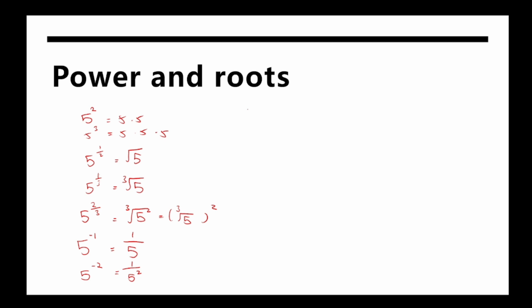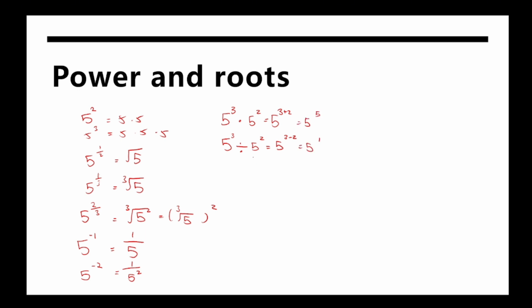When we are multiplying numbers with power, like 5 to the power of 3 times 5 to the power of 2, we add on the power, which is 5 to the power of 3 plus 2. And when we divide, we subtract the power. If we have 5 to the power of 3 divided by 5 to the power of 2, we'll have 5 to the power of 3 minus 2, which is 5 to the power of 1.